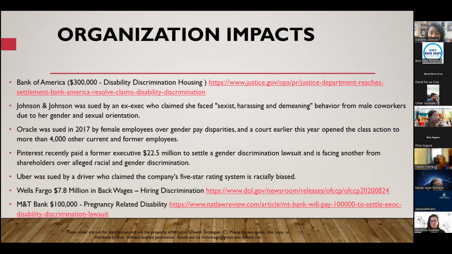They needed to make sure that they're in compliance with the Fair Housing Act, the Office of Federal Contract Compliance. There are a number of things that they had to go back and look at, right? These are the things that we don't often consider when we're not paying attention to DEI. We have Johnson & Johnson, sued by an ex-exec who claimed she faced sexist, harassing, and demeaning behavior from male coworkers due to her gender and sexual orientation. Jump down, Pinterest recently paid a former executive $22.5 million to settle a gender discrimination lawsuit and is facing another from shareholders over alleged racial and gender discrimination.